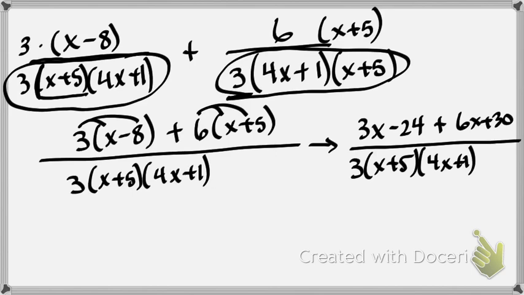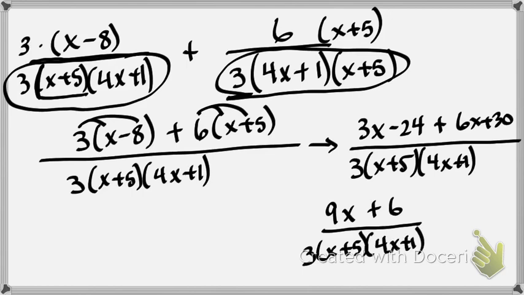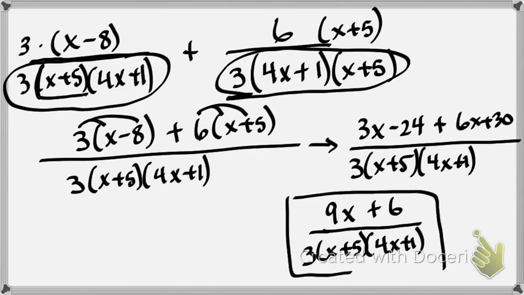So we have our 3x and our 6x, that's 9x. Negative 24 and positive 30 will be 6. And then we have our numerator. And again, we got our fractions to be common denominators. We put the numerators together. We simplified the numerators by distributive property and then combining like terms. And at that point, this is our answer.